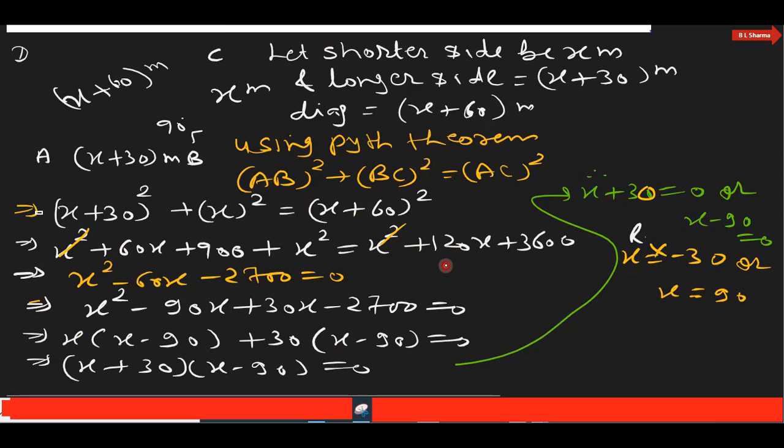This is rejected. So what is left? X is equal to 90. X is equal to 90 left. So what is shorter side?